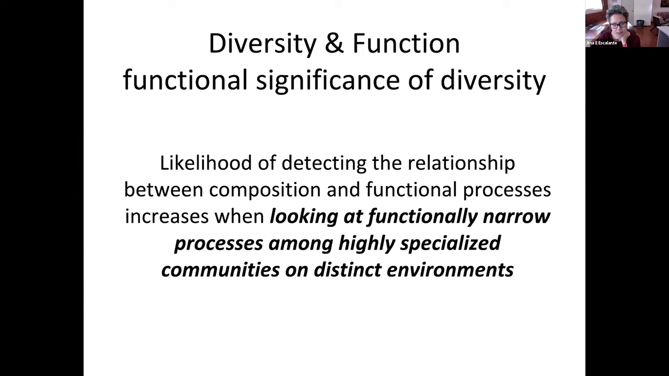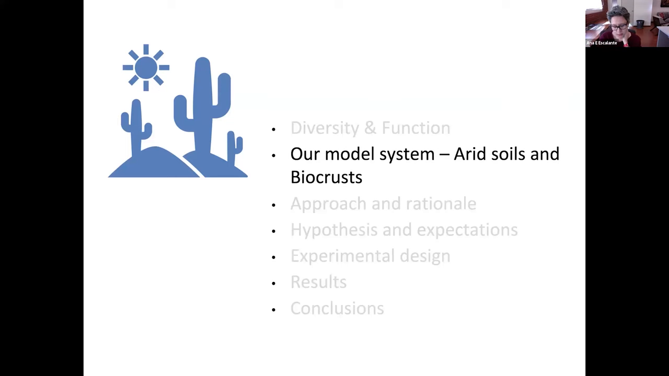Thinking about these concepts and functional significance of diversity, we pose in this study that the likelihood of detecting the relationship between composition and functional processes increases when looking at functionally narrow processes, such as nitrogen fixation, and among highly specialized communities on distinct environments, meaning that communities that have been exposed to contrasting conditions for a very long time, like evolutionary times. So with these concepts in mind, we looked for a model system where we can test or evaluate this relationship between diversity and function.